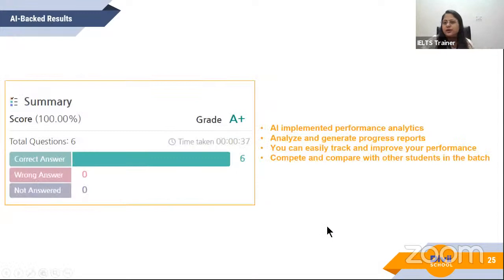And lastly, you will get your actual summary: how many bands you have got, how many questions you have done correctly, how many are incorrect, how many you have not attempted, and what your overall score is. So you will get your actual evaluation, and you can check your position in the batch, where you are standing at that point of time.